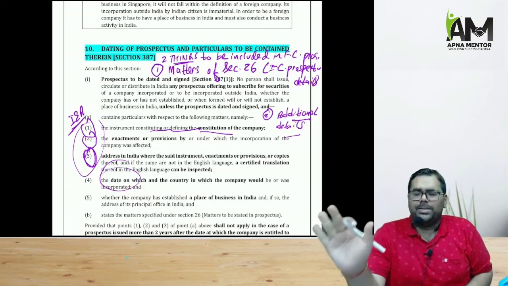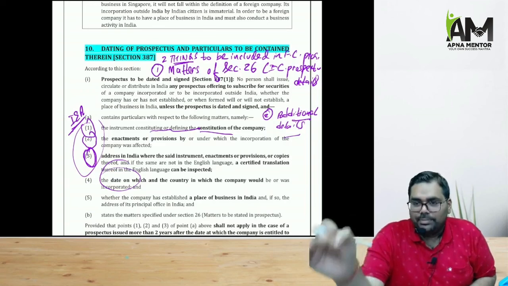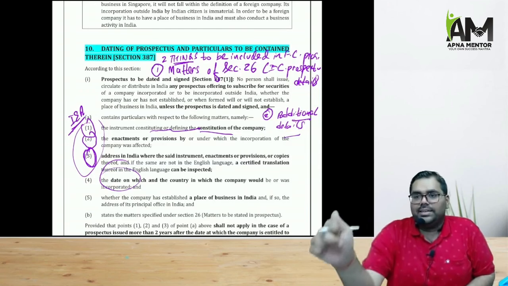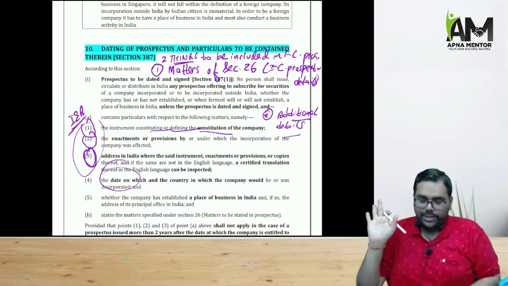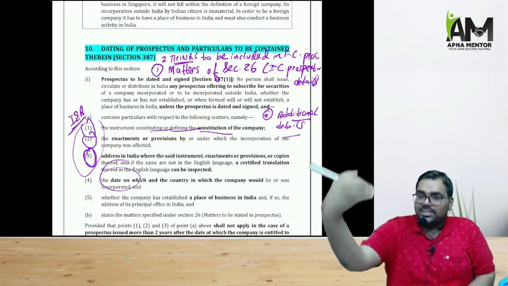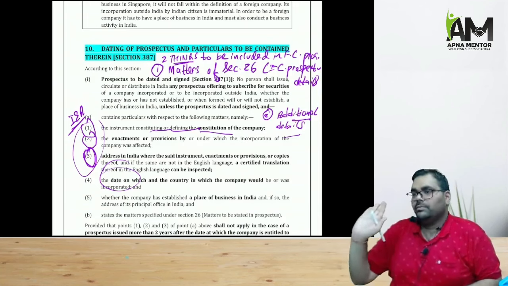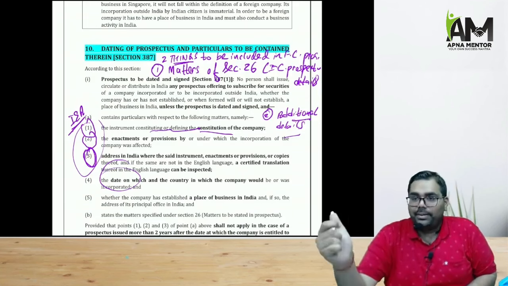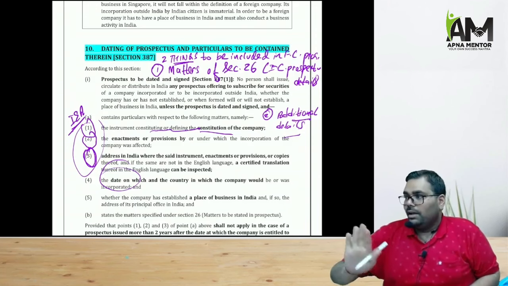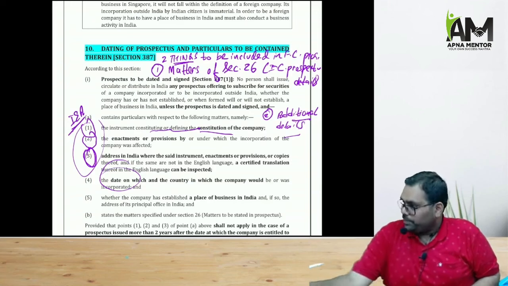Please repeat with me. Instrument, enactment, address in India where the instrument or enactment can be found. And if it is not available in English language, then a certified copy.